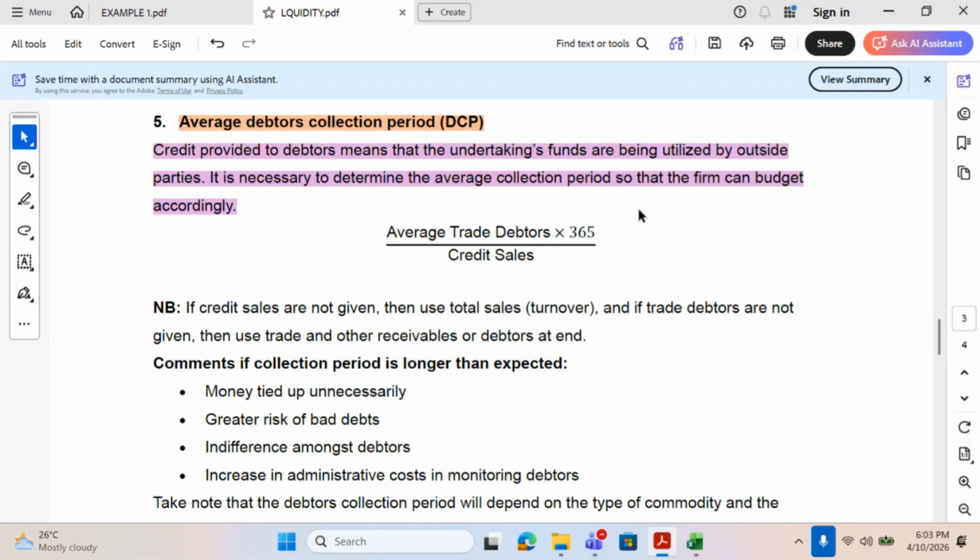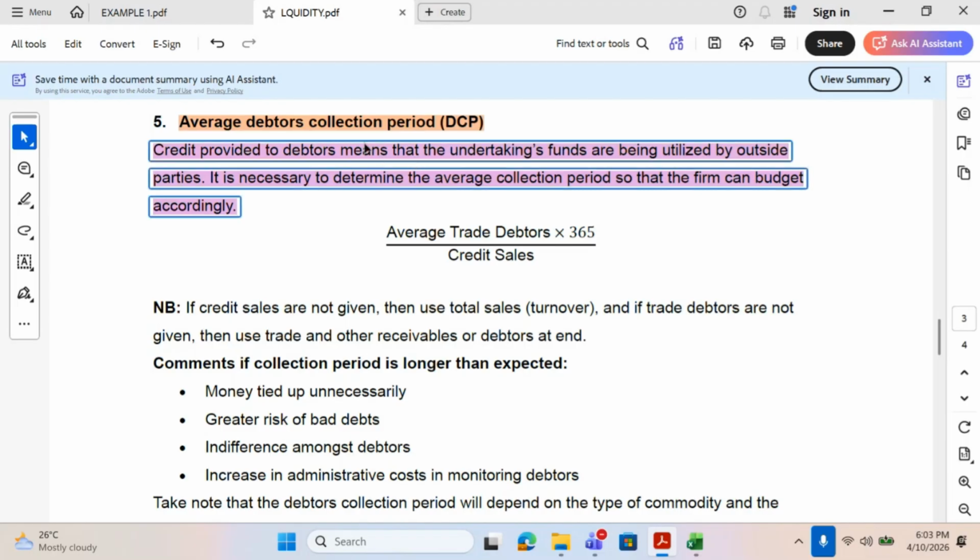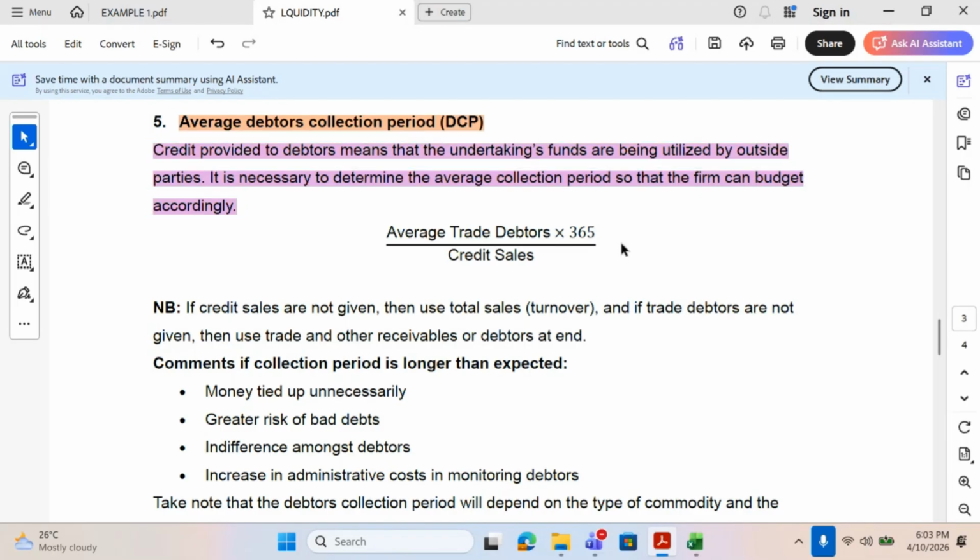So what do I need to do now? I need to collect that cash. So that cash has to be collected. I need to find ways of collecting that cash as soon as possible to get my money from debtors. Then I'm able to continue with my operations. I'm able to buy trading stock. I'm able to sell that trading stock. Otherwise, without collecting it, it's a problem. So for average debtors collection period, we're trying to calculate how many days it takes us to collect the money that is sitting with debtors.